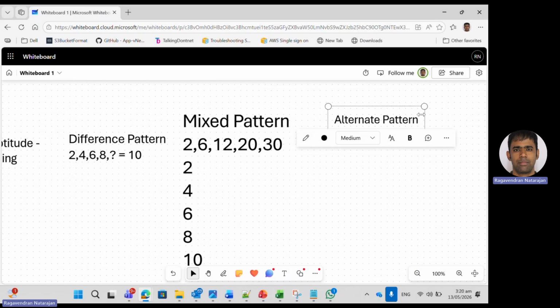Alternate pattern. As the name suggests, alternate. What do you mean by alternate here? There's a sequence of numbers, and the alternate numbers will follow some rule or pattern. We'll see one example and evaluate that example as well.